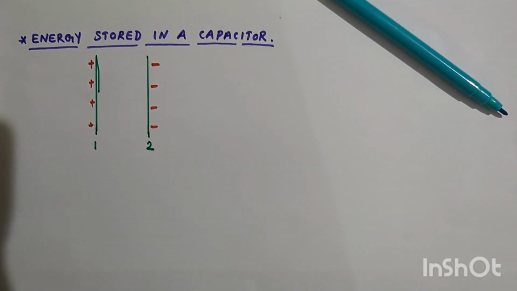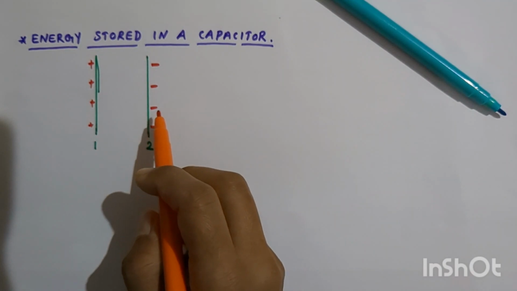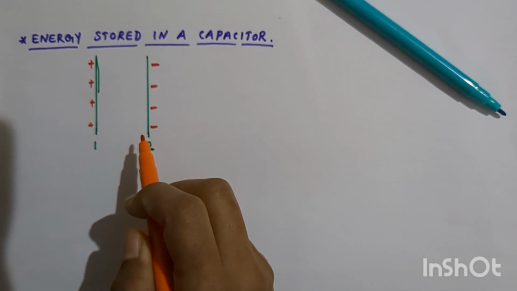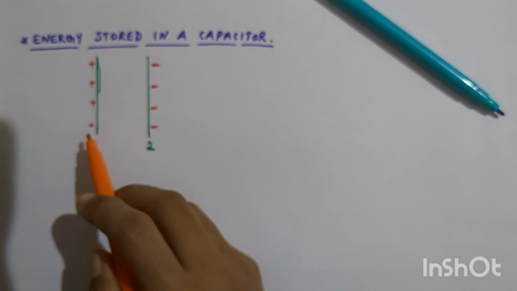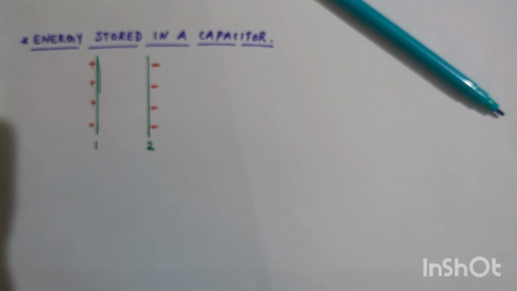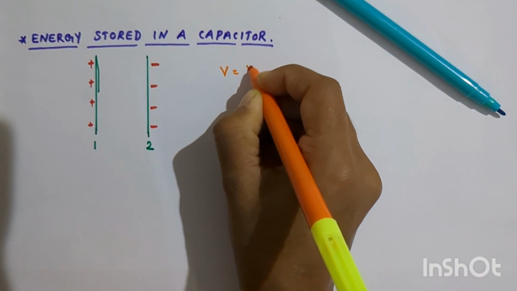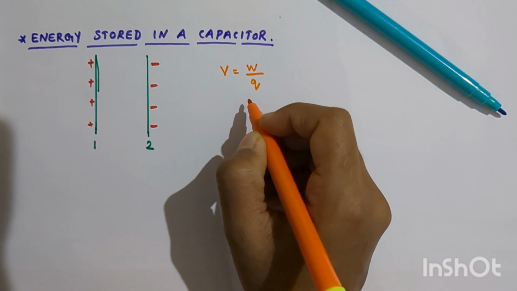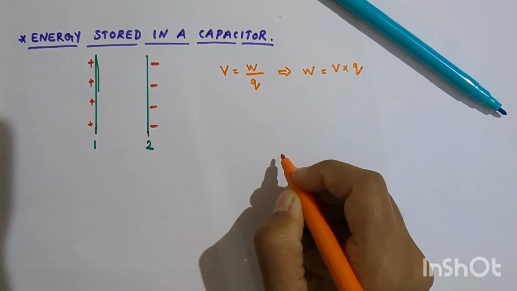So you see, conductor 1 is at a higher potential than conductor 2. So in transferring a positive charge from conductor 2 to conductor 1, some work will be done externally. The work done in moving a charge from one plate to the other gets stored in the form of potential energy of the system. We have the expression of potential V equal to work done per unit charge, that is, V is equal to W by Q. From this expression you can write work done as V into Q.